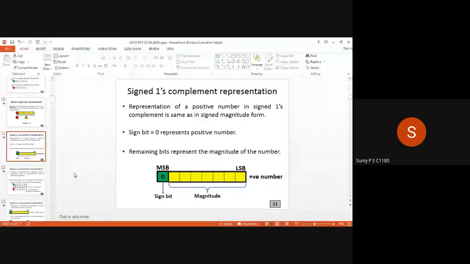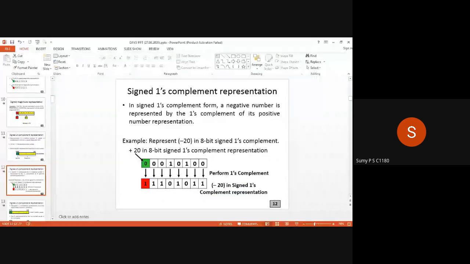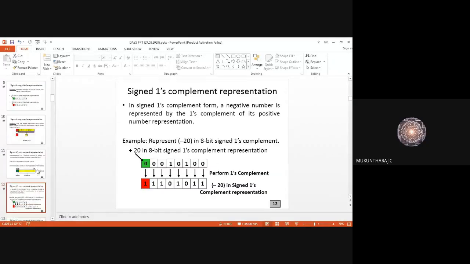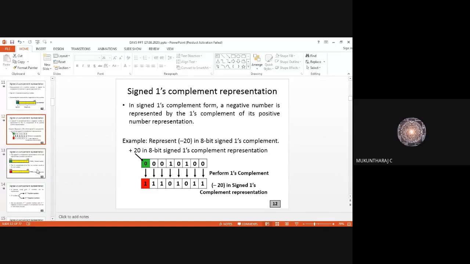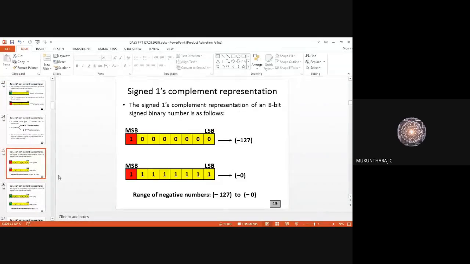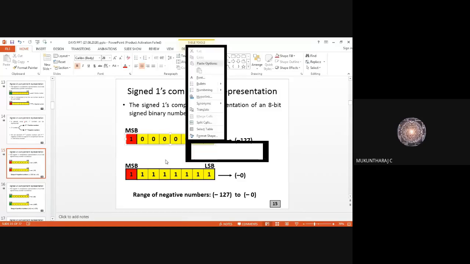Mukund sir. Ma'am, just a minute, ma'am. Oh, okay, sir. Slide visible, ma'am? Yes, sir. Okay. Okay. So, just a minute. I'll make it full screen.